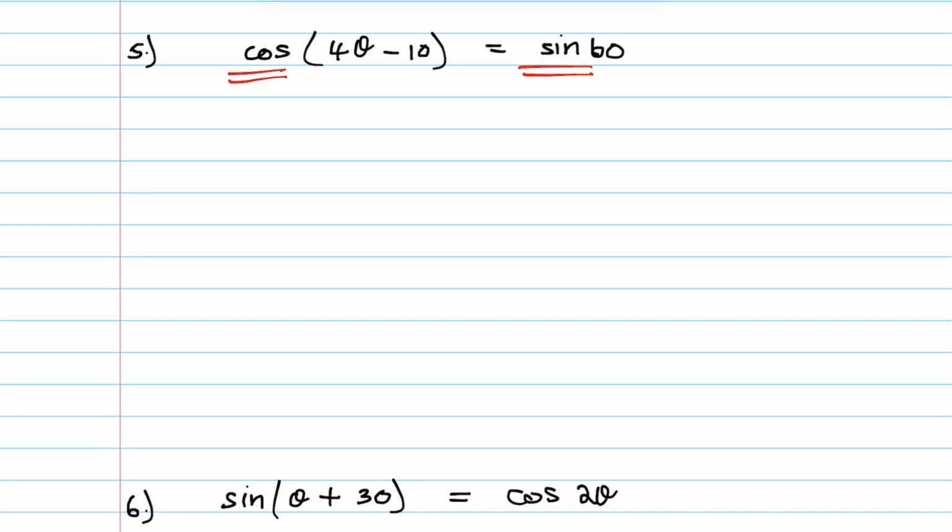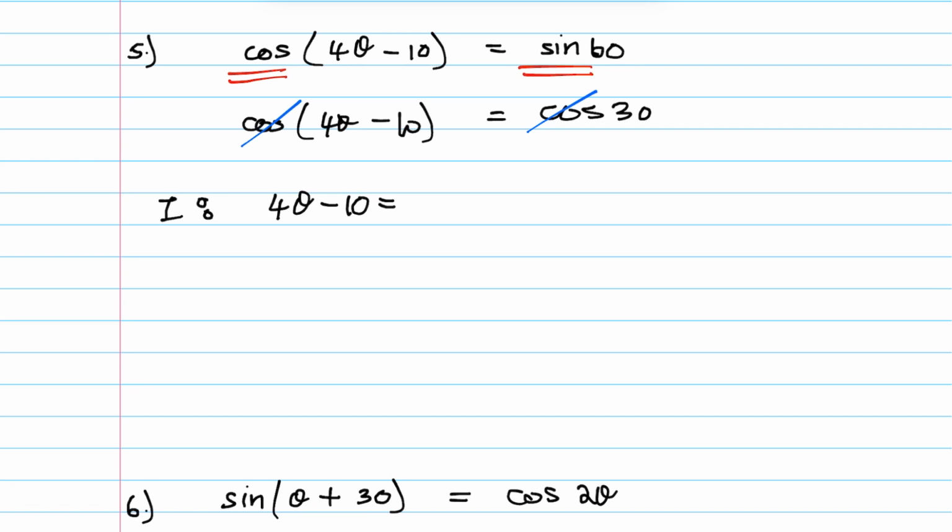Right now the easiest way to get them the same is simply to change sine into its co-function, which is cos. So sine 60 degrees is the same as cos 30 degrees. What happens here now is the cos cancel out and you end up with an answer in the first quadrant where our angle 4 theta minus 10 degrees is equal to our reference angle here, which is 30 degrees.